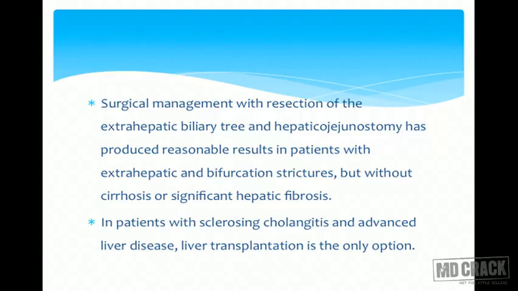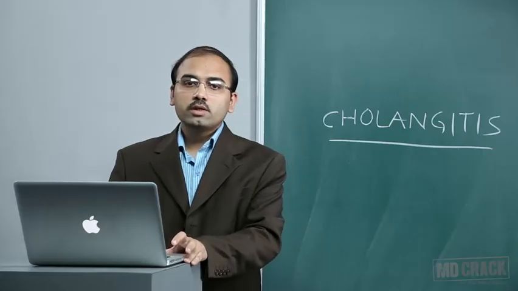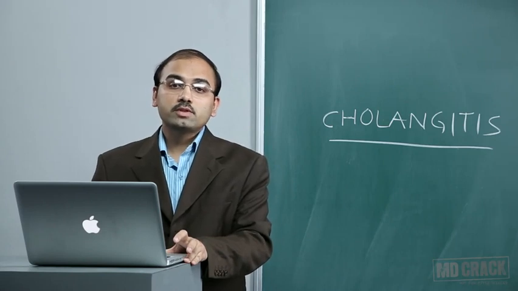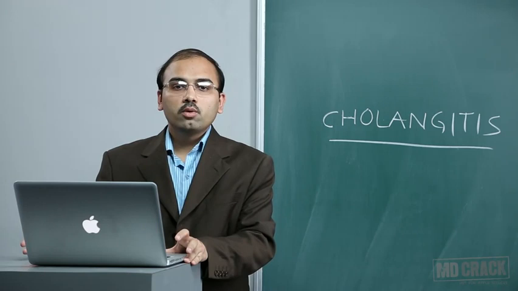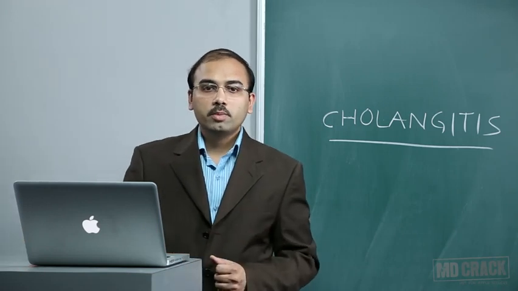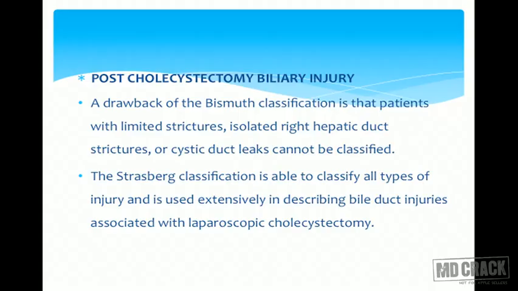In patients with sclerosing cholangitis and advanced liver disease, liver transplantation is the only option. So whenever there is advanced disease seen in the form of severe liver cirrhosis or liver cell failure, the only treatment option remaining is hepatic transplantation. Friends, now we'll see post-cholecystectomy biliary injuries.